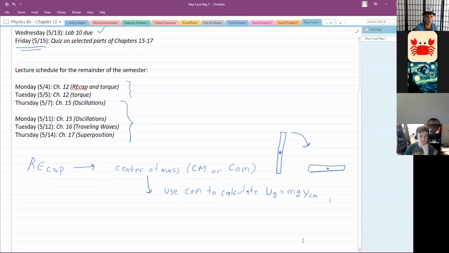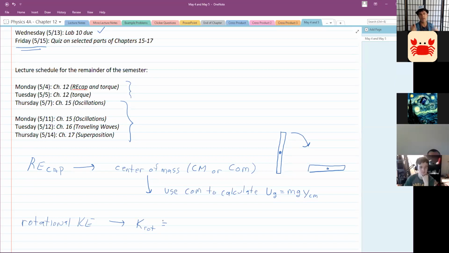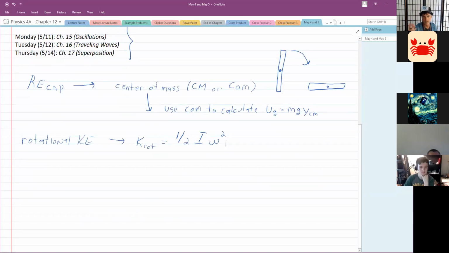So that was the first piece. Second thing we looked at was rotational kinetic energy. If an object is not moving through space, so that its center of mass is staying where it is, but it's just rotating, a rotating object has kinetic energy just associated with the rotation. And the equation is 1/2 times I times omega squared. I is what's called the rotational inertia, moment of inertia. It's in essence the equivalent of mass for rotations.